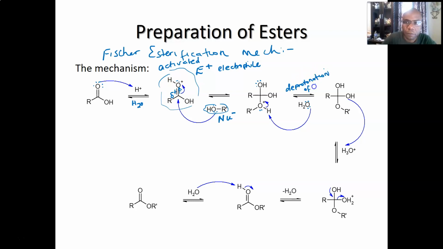It's deprotonation of the tetrahedral intermediate. Why do I call it tetrahedral? Because you started off with an sp2 carbonyl center, which of course is trigonal planar. After this addition step, you end up with sp3 tetrahedral molecular geometry.